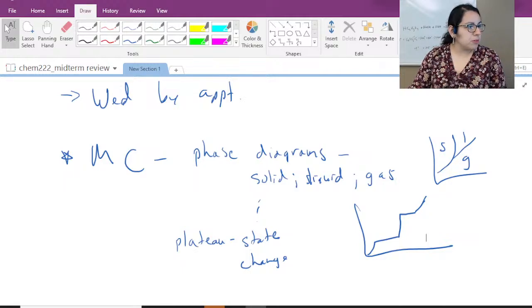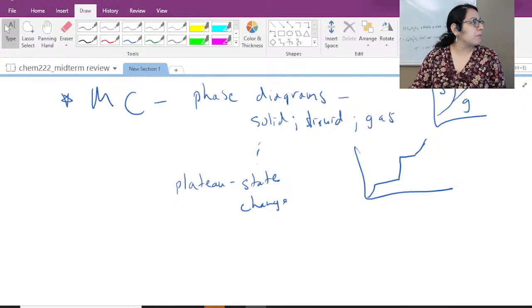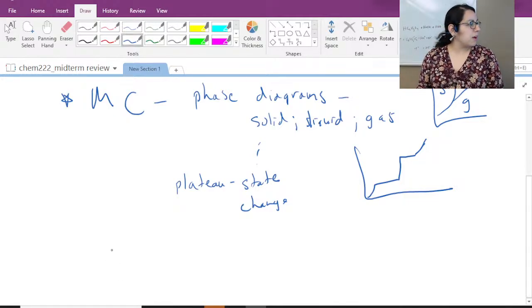And so just expect multiple choice questions on basic concepts. So there's a question about gases. Expect a colligative property question. Let's do that. Sorry, I have too many things open. So let's do a practice.